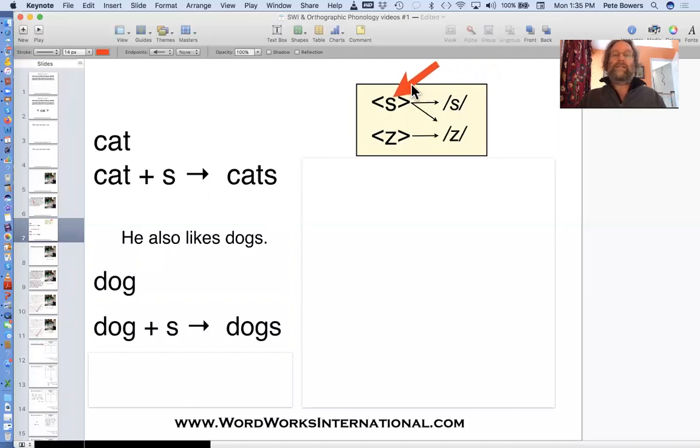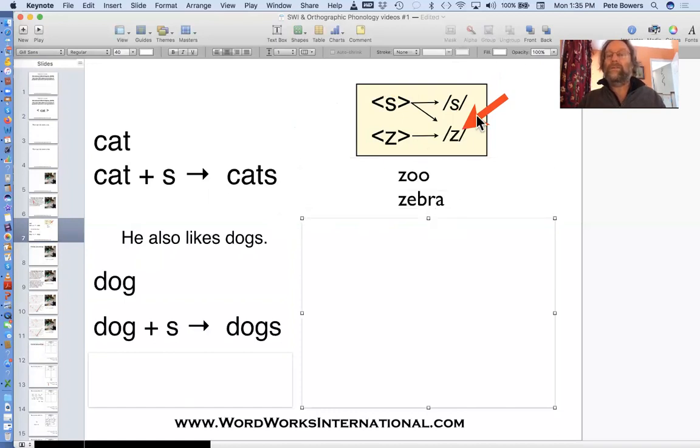So we see that we have cats and dogs. The S is writing S in cats, but the S is writing Z in dogs. And now we can see, well, that's interesting. We probably know that there's another grapheme that can write Z, and that's the letter Z. And we see that in words like zoo and zebra. So if I feel that Z, how do I know if I use the S or the Z?